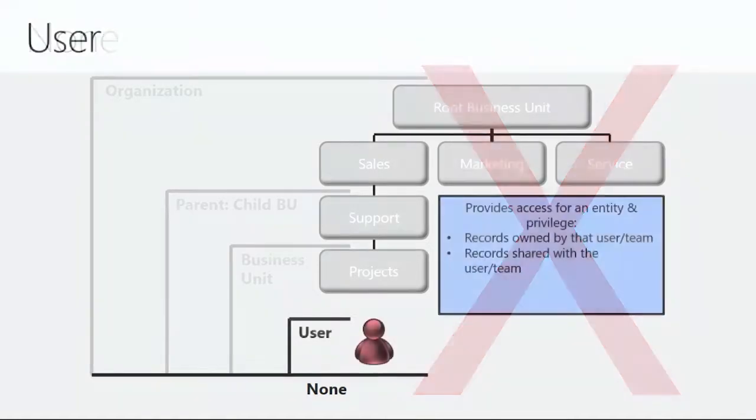The next one that you have is user. What user does is it says you can do this particular privilege for any record that is owned by you or a team that you are a member of, or is shared with you or a team that you are a member of. So for example, if I have edit rights on opportunities at a user level, that means that I can only edit opportunities that I own or are owned by a team that I'm a member of, or have been shared with me or a team that I'm a member of. Any other opportunity in the system, if somebody else owns it, I can't touch it.